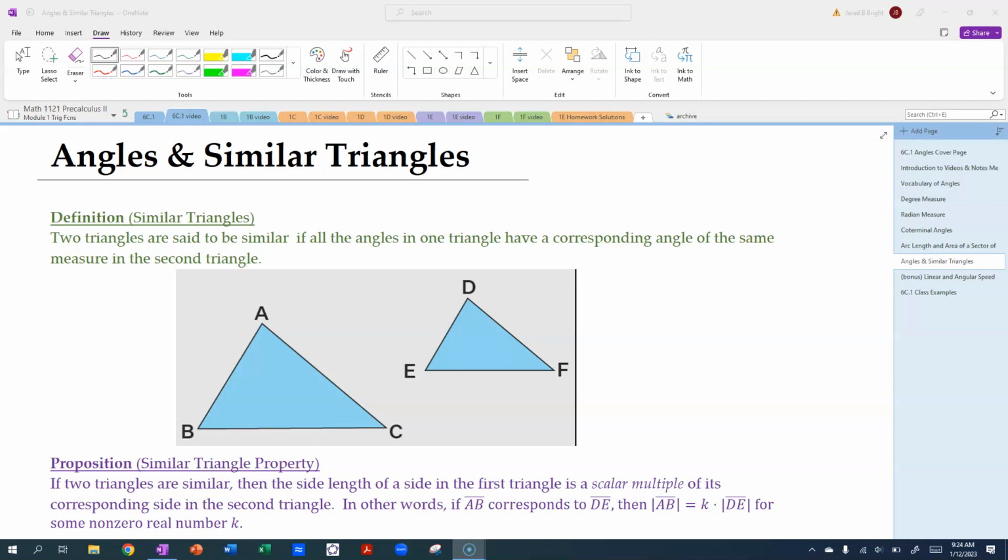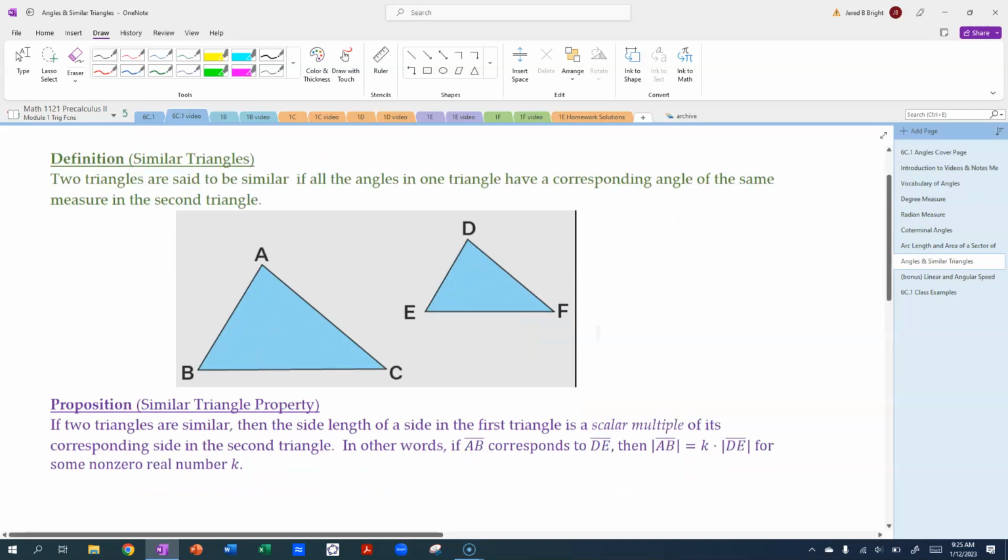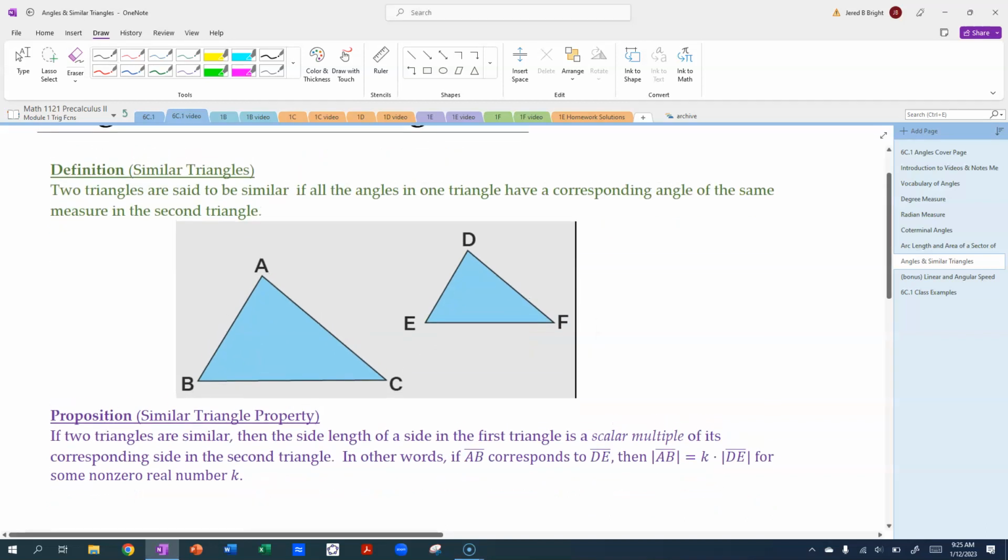One application of angles that you may remember from your days in geometry, algebra, math classes of the past are similar triangles. Similar triangles, just by definition, are two triangles where one triangle has angles that correspond to angles in another triangle. So if we have two similar triangles, the measure of angle A in this diagram would correspond to angle D. Similarly, B would correspond to E, and angle C would correspond to angle F.